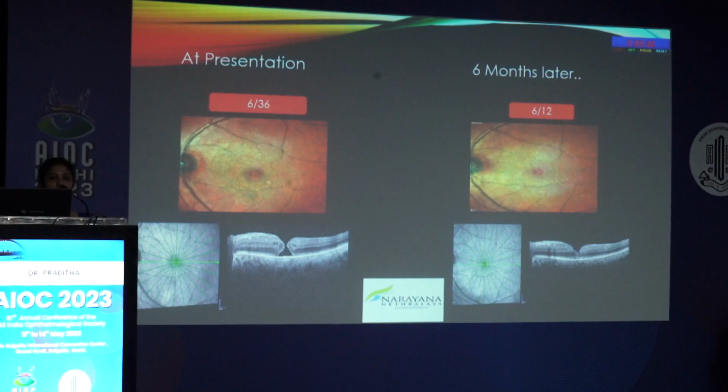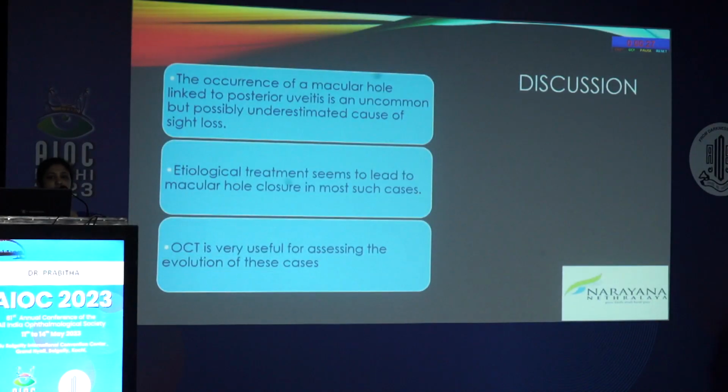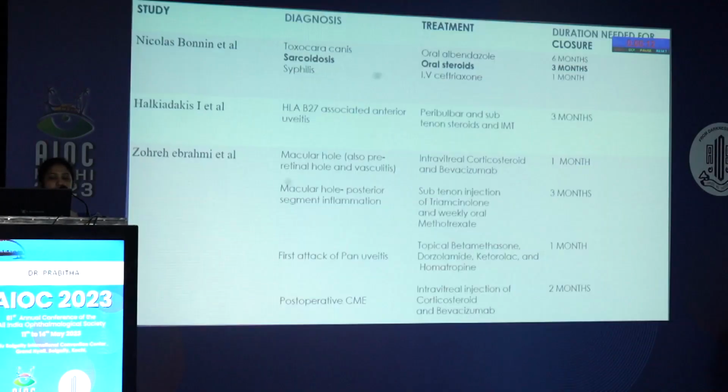So this was the OCT finding. At presentation, in the left eye, you can see that vision was 6 by 36. There was a macular hole clearly seen in the OCT, and after 6 months, we can see that the macular hole has closed. So the occurrence of macular hole linked to posterior uveitis is an uncommon but possibly underestimated cause of sight loss. Etiological treatment seems to lead to macular hole closure in most such cases, and OCT is a very useful tool for assessing the evolution of these cases.